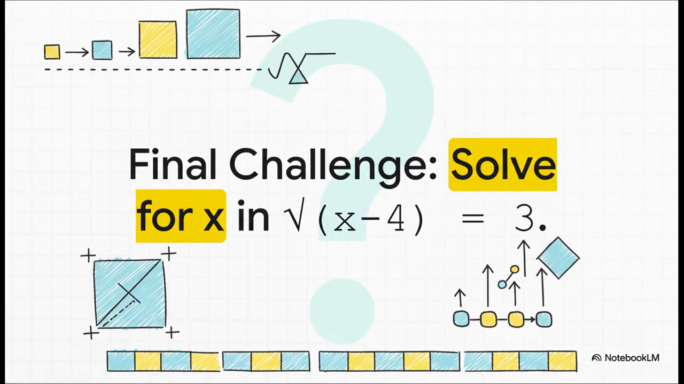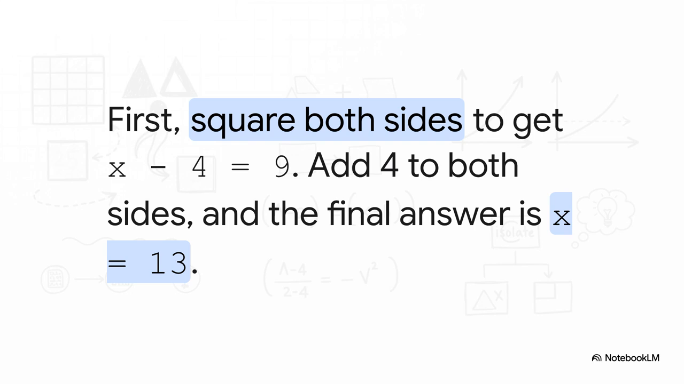Okay, let's do one last challenge. We need to figure out what x is in this equation. The square root of x minus 4 equals 3. All right, let's follow the steps. Is the radical isolated? Yes, it is. So we square both sides. On the left, that gets rid of the radical, leaving us with just x minus 4. On the right, 3 squared is 9. So x minus 4 equals 9. Add 4 to both sides, and our answer is x equals 13. And if we do a quick check, the square root of 13 minus 4 is the square root of 9, which is 3. It works.